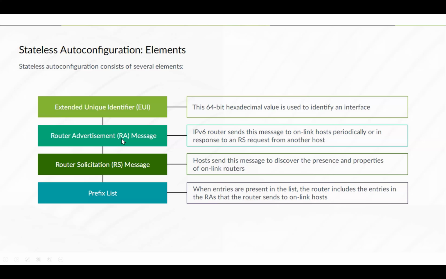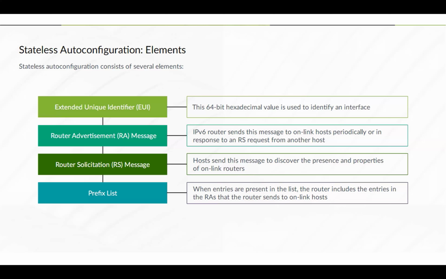Another option is the router advertisement message, that is the RA message. The IPv6 router sends this message on the link to hosts periodically or in response to an RS request from another host. Router solicitation message: hosts send this message to discover the presence and properties of on-link routers. That means they are discovering connected links. With the connected links, they discover basically neighbor routers or neighbor devices. It can be a host, it can be another network device.